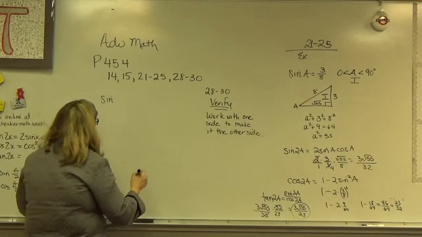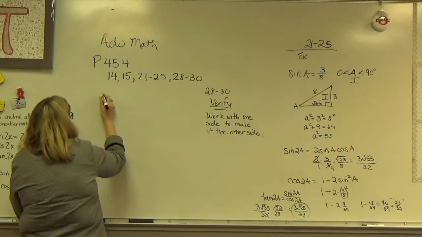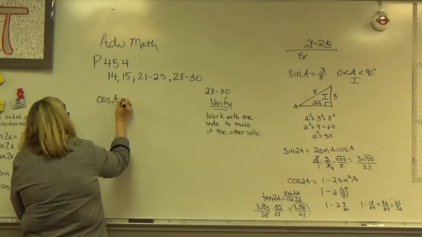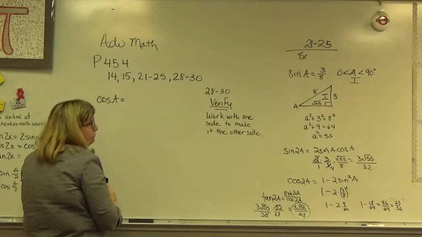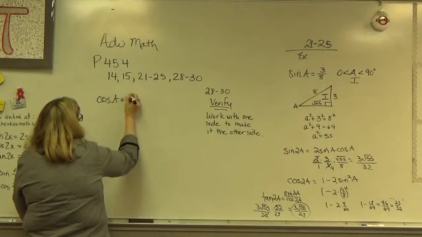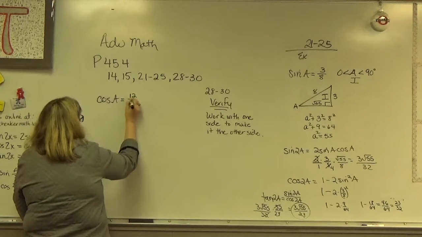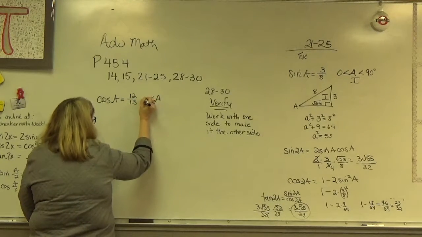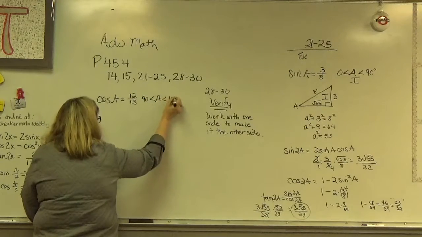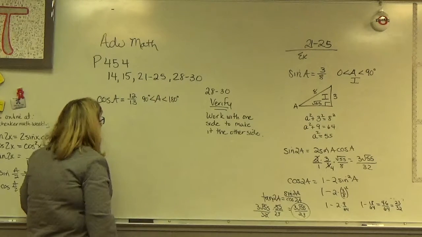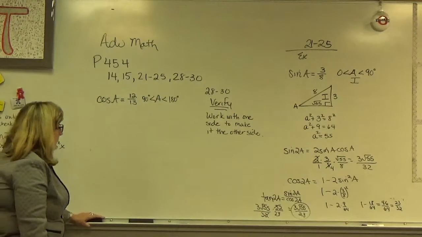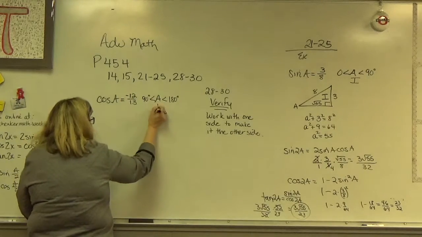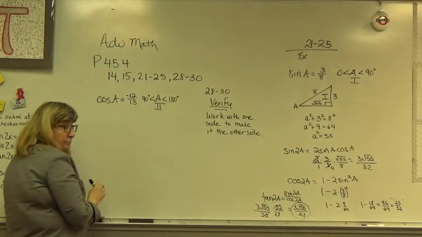And we're gonna put it in a different quadrant. Let's do cosine equals 12/13. And A is between 90 and 180. So what's that tell me? Where is it located? And that means it should be negative, right? Yeah, because cosine.